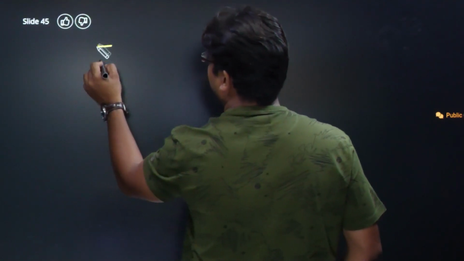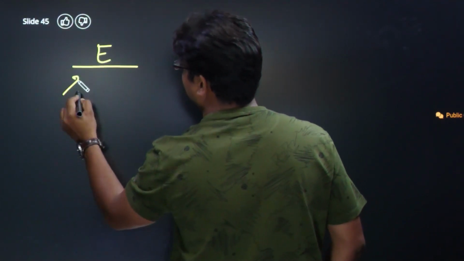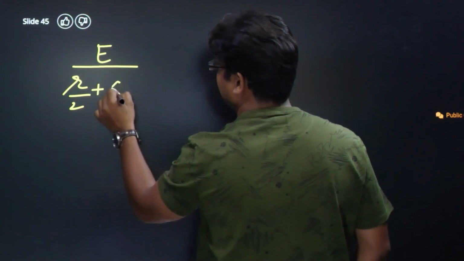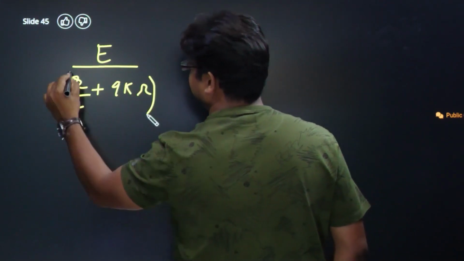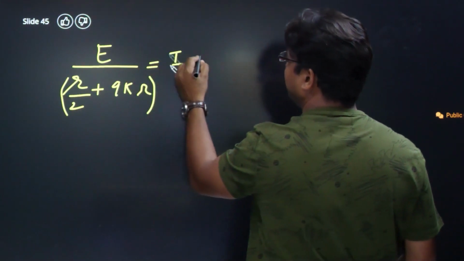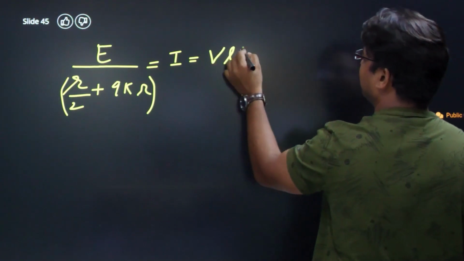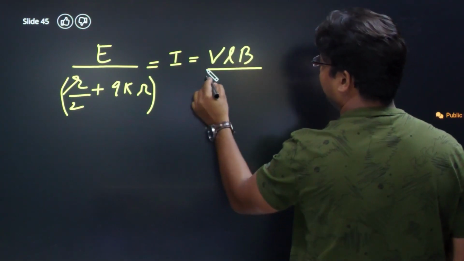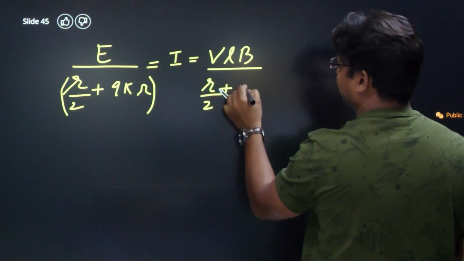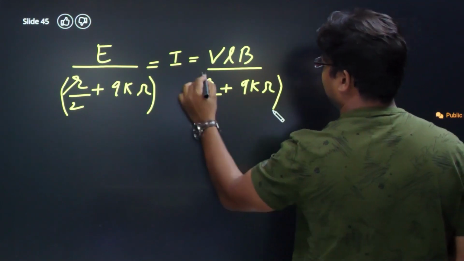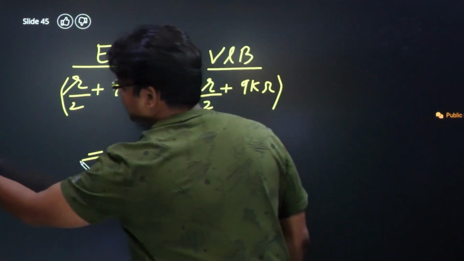So we are looking for E divided by R by 2 plus 9 kilo ohm. So this will be the answer. Now E will be given by VLB. So VLB divided by R by 2 plus 9 kilo ohms. So let's do this. Let's check the data.